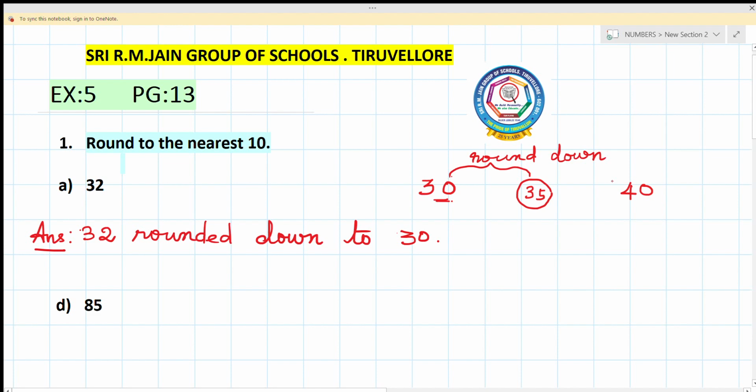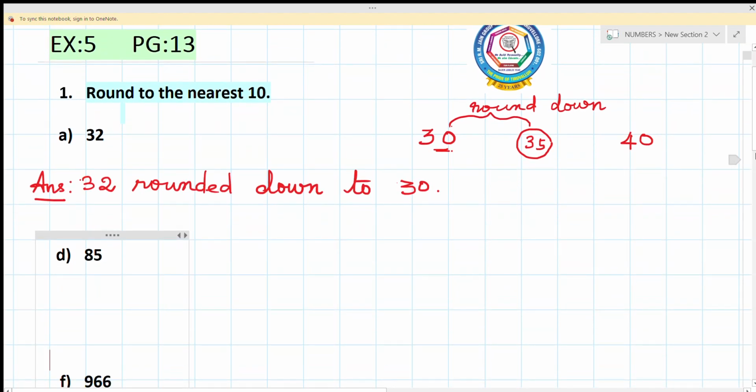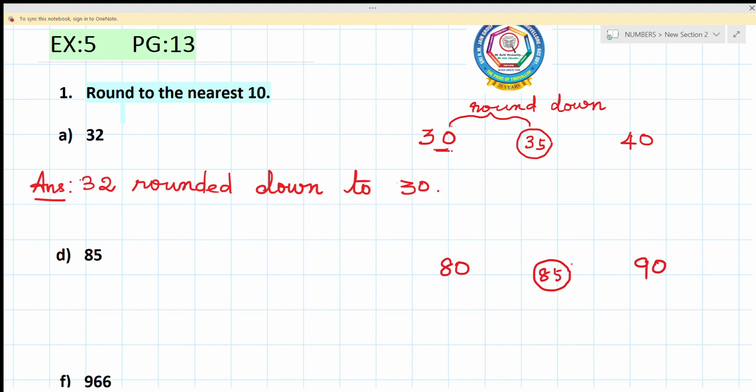Look at the next example. It is 85. You just find the multiples for the given number which is closer, 80 and 90. So the mid number is 85. Yes, now you just look at the number 85. It is the exact midway point.